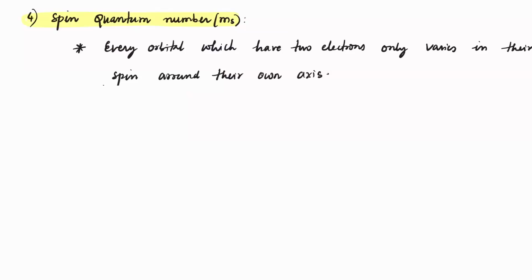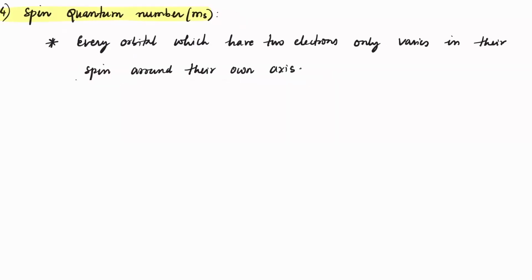Spin quantum number is not a part of Schrodinger's equation, but it has an important application. The first three quantum numbers only give us an idea about what the orbitals, subshells, and shells are. But the spin quantum number tells us how two electrons can be different.